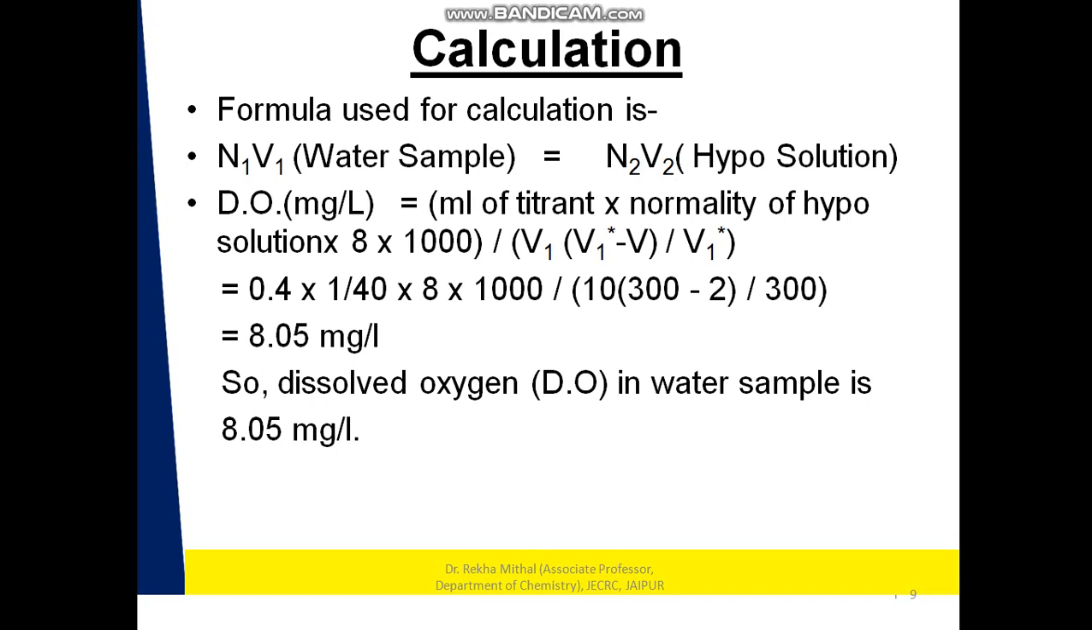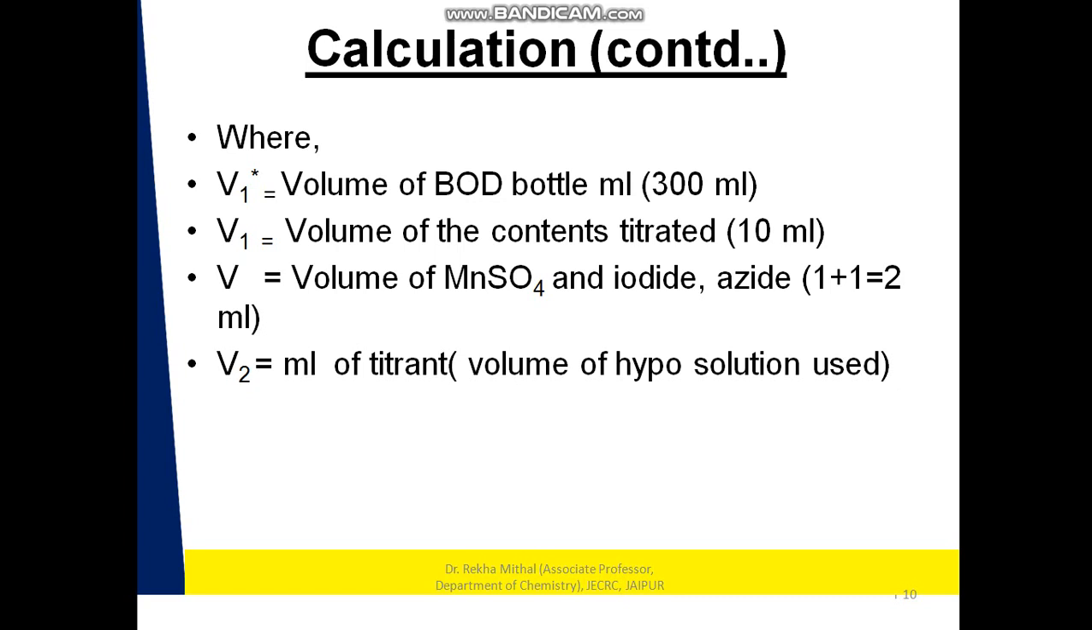Now what are V1 star and V? Here V1 star is the volume of the BOD bottle in ml, that is 300 ml; 300 ml of tap water we have taken in the BOD bottle. V1 is the volume of contents titrated, that is 10 ml. V is the volume of manganese sulfate and alkaline iodide azide we have taken in the BOD bottle, and V2 is the ml of titrant, that is the volume of hypo solution used.